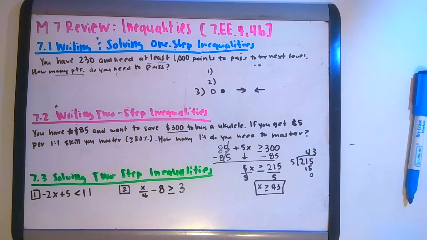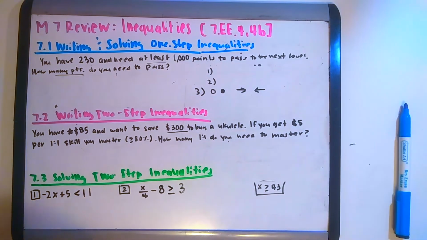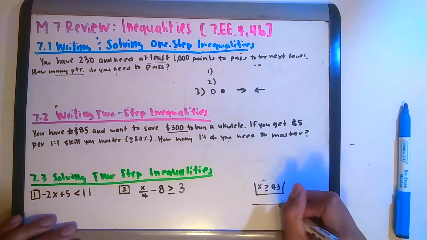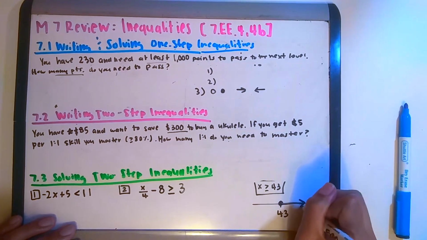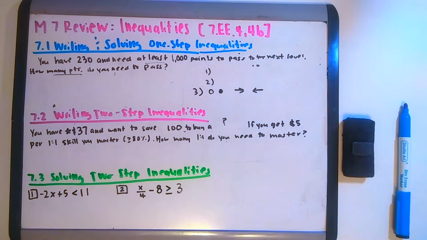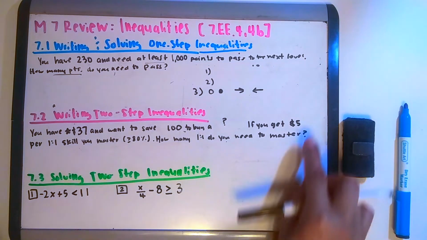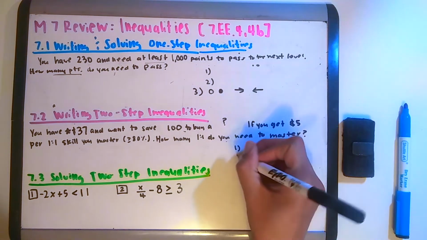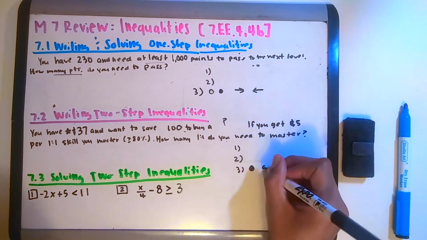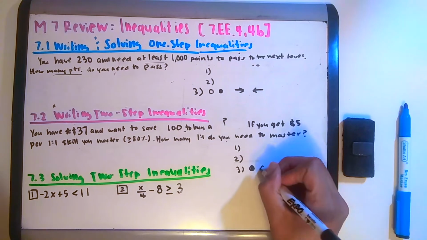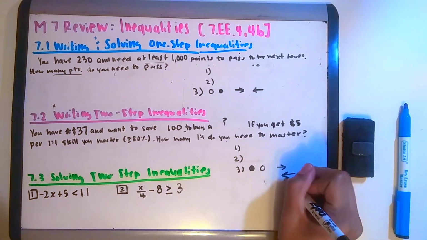Let me give you one to do. Before I do that, to shade, this is 43. Again, it's going to be closed circle, and I'm going to shade to the right because it has to be greater than or equal to. So you have $37 and you want to save 100 to buy I don't know what. So how many skills do you need to pass if you get $5 per skill? Write down the inequality, solve for the inequality, and then tell me if it's closed circle or open circle, and if you're shading right or you're shading left.